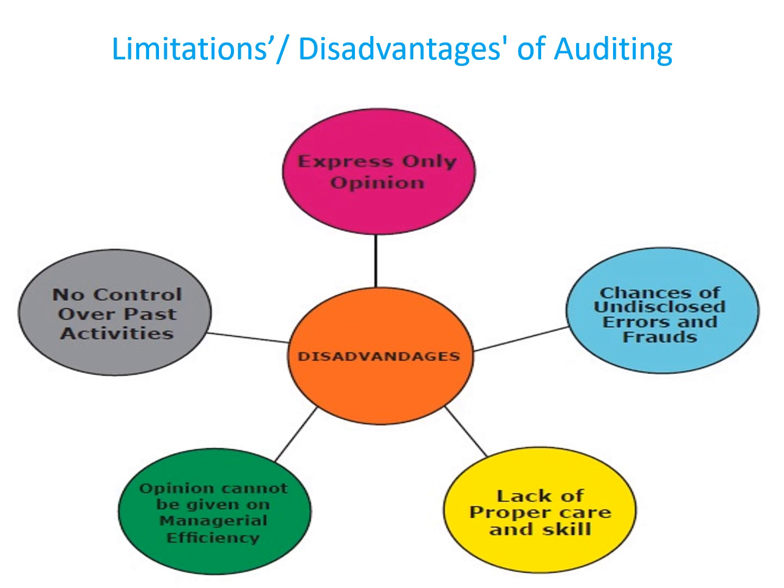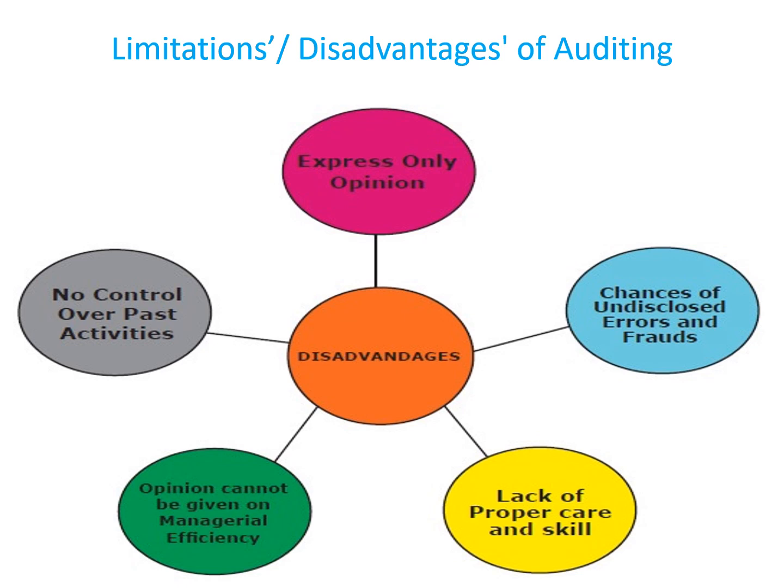Another limitation of auditing is the chance of undisclosed errors and frauds. Undisclosed errors and frauds may remain if the auditor has not pointed them out, and this is not good for the business organization. In auditing, there may also be a lack of proper care and skill. If the auditor has not taken proper care and not applied his intelligence or skill, the purpose of the audit will not be complete.